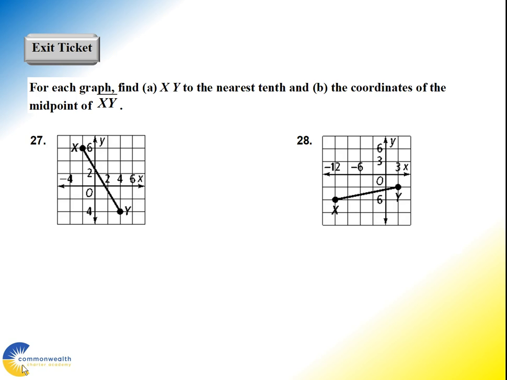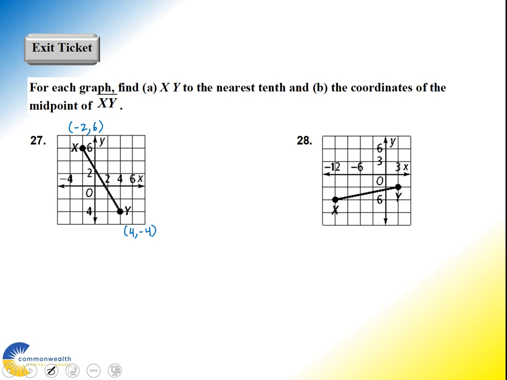In both of these cases, though, you are going to have to make sure that you can determine what the coordinates are first. So I'm going to do that. When I look at the coordinates for x here, it looks like everything's going by twos. This one's at -2, 6. And this one looks like it's at 4, -4.